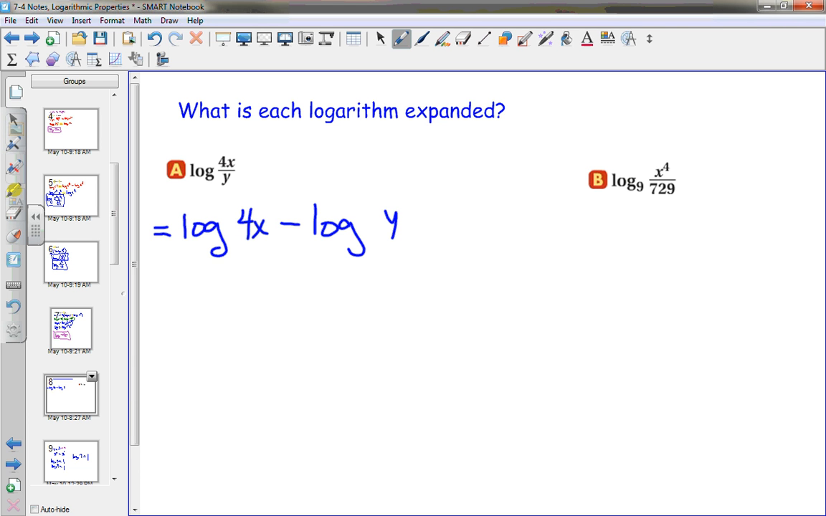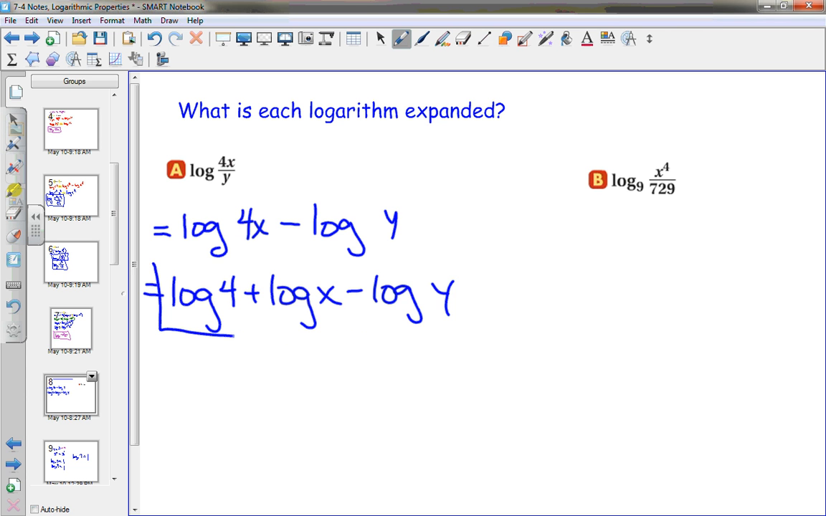Okay, now look at that 4x. How are they attached? Multiplication. In log world, what is multiplication? Addition. So this is actually going to become log 4 plus log x minus log y. Can I do anything else to that? Nope, it's done.